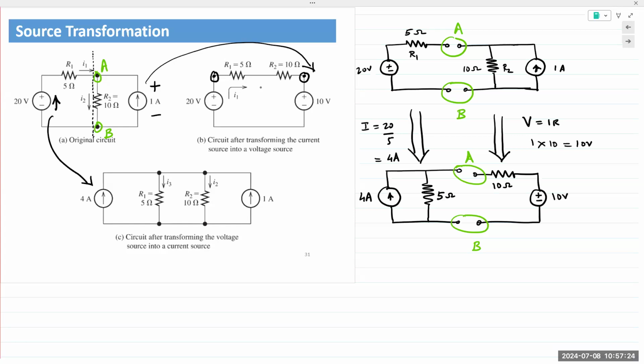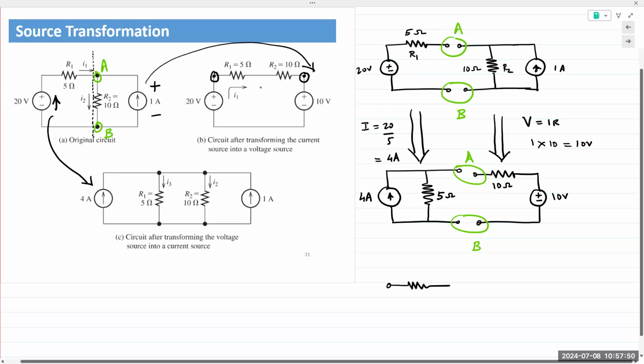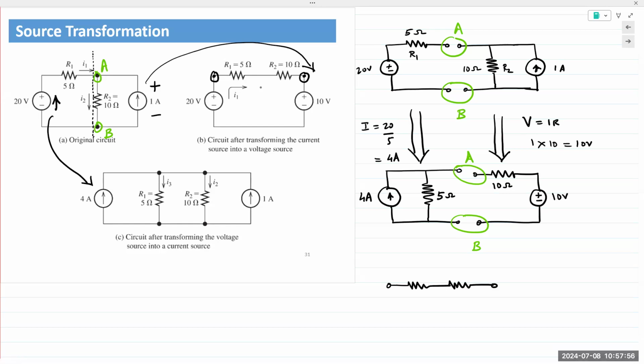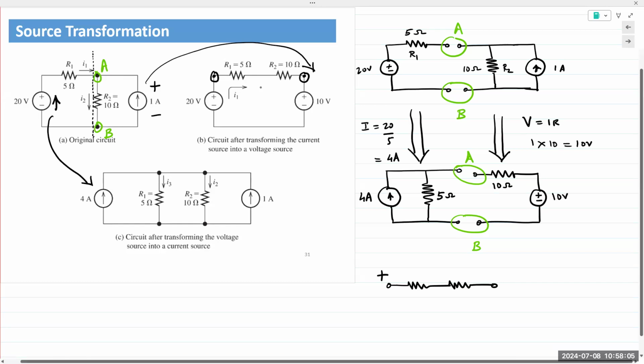So you apply KVL, that is the technical explanation, but I was just showing it with the one-dimensional diagram, right? One end of that resistor is at 10 volts, the other end is at 20 volts. So the difference in electric potential between those 2 points is 20 minus 10, which is 10 volts. Which end is plus, which end is minus? Which end is higher? The 20 end is higher, so this is plus, this is minus.